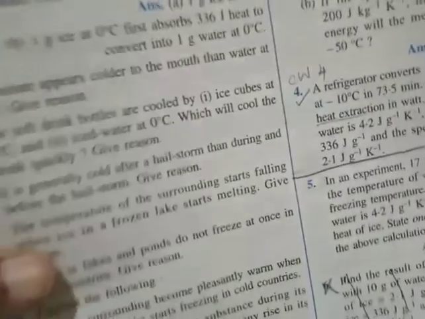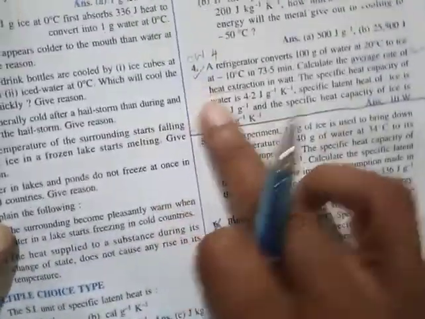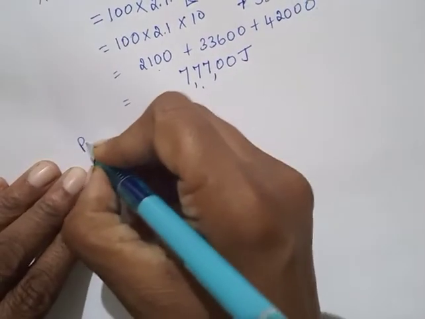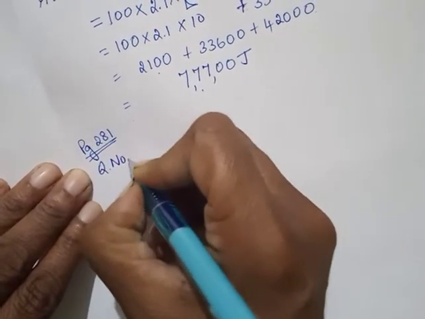Okay, we'll do one more sum. Fourth numerical, page 281, question number 4.